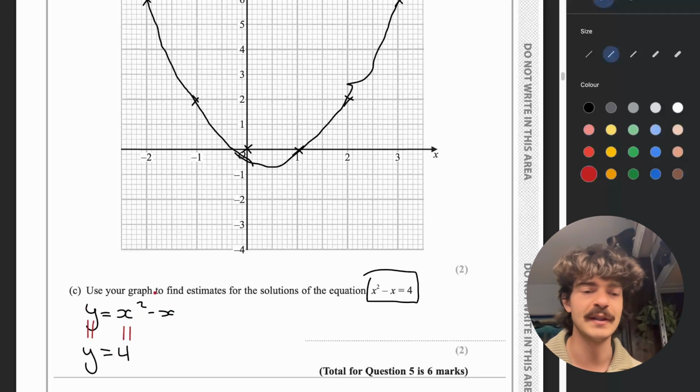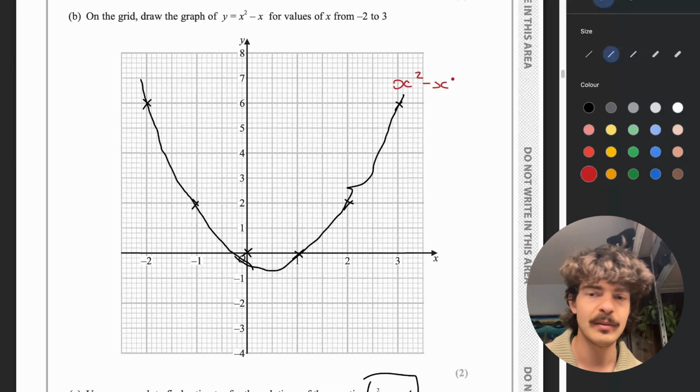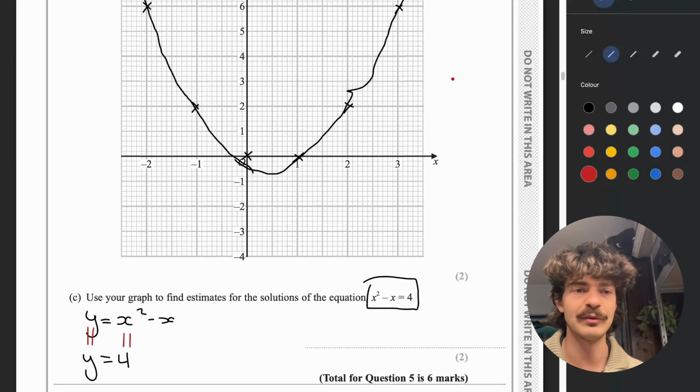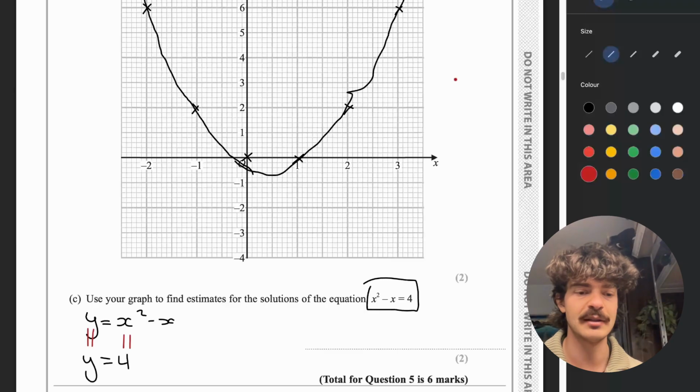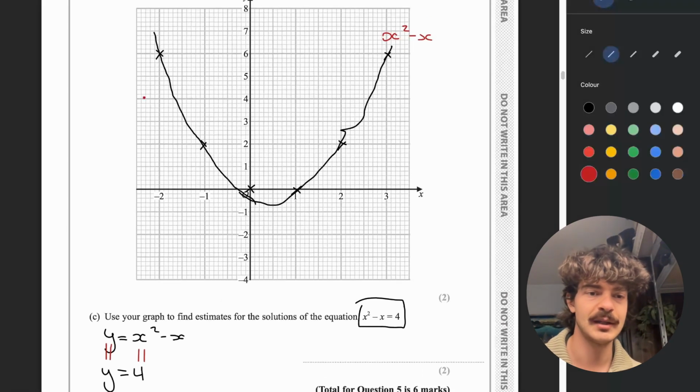Now we've already plotted this x squared minus x. That's the graph that we see here. And all we need to actually do in the remainder of this question is plot our y equals 4 line. That's just going to go across like this.